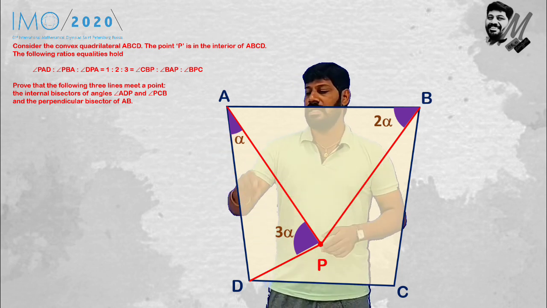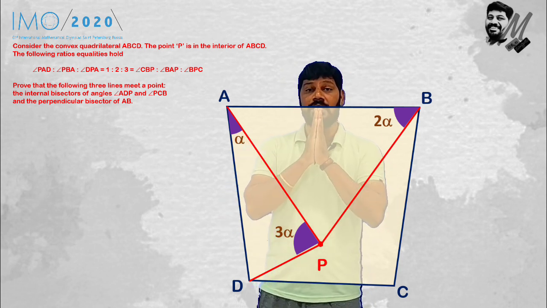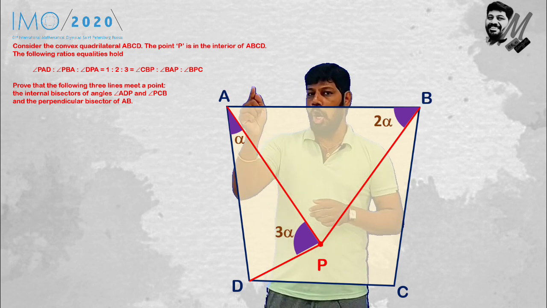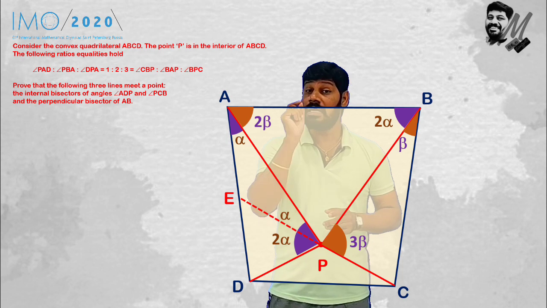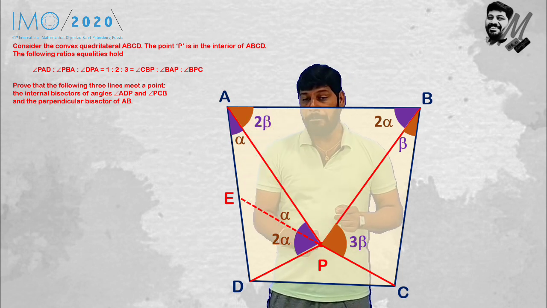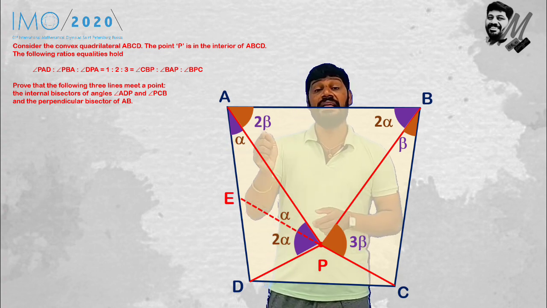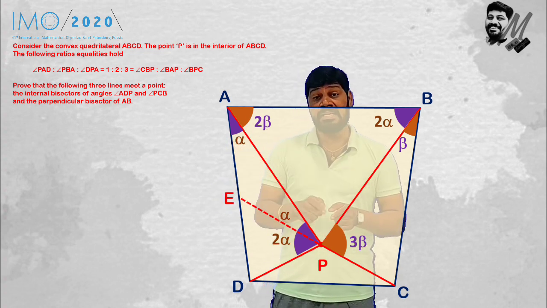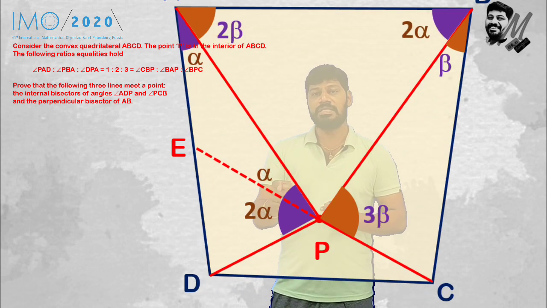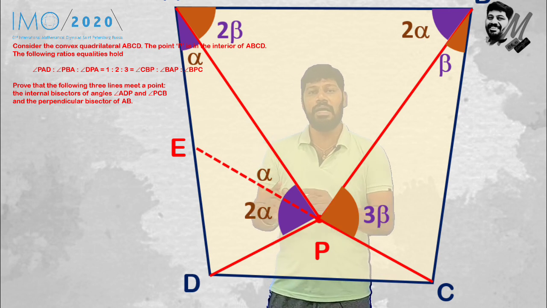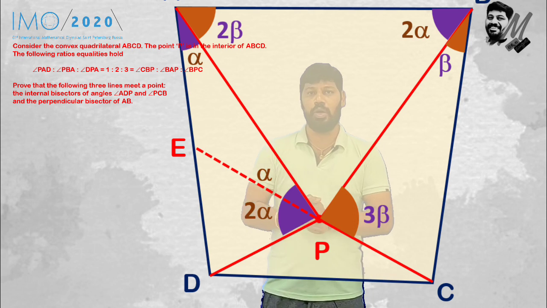Now if you see clearly, here alpha is there, here 2 alpha is there, here 3 alpha is there. Now as a first part, what I am doing is, on AD, taking a point E such that, please remember, angle APE is also equal to alpha. Already this alpha is there. I need a point E such that angle APE is equal to alpha. So now if I join this one, this angle, as we mentioned, should be alpha. Definitely the lower angle should be 3 alpha minus alpha, which is nothing but 2 alpha.